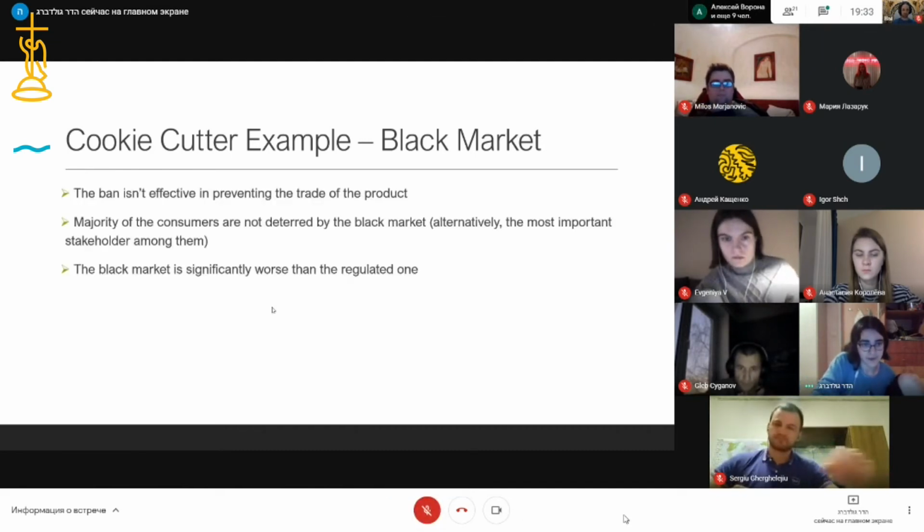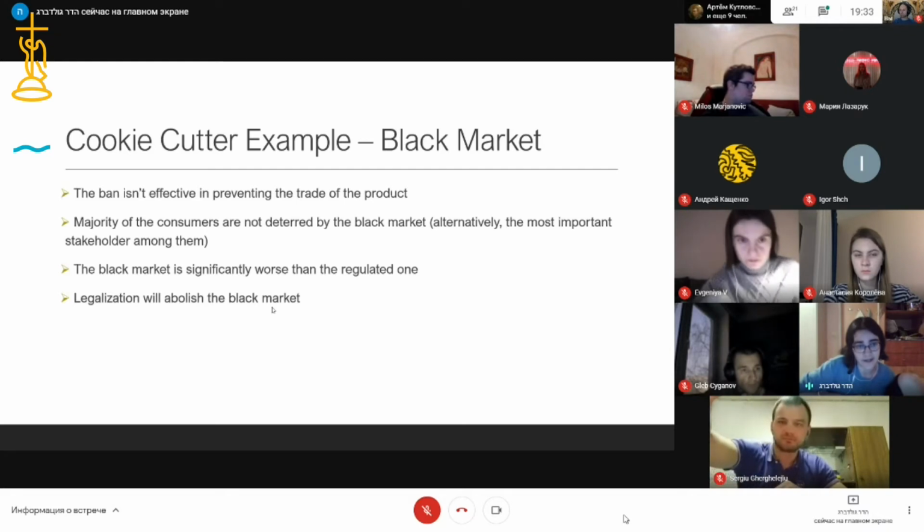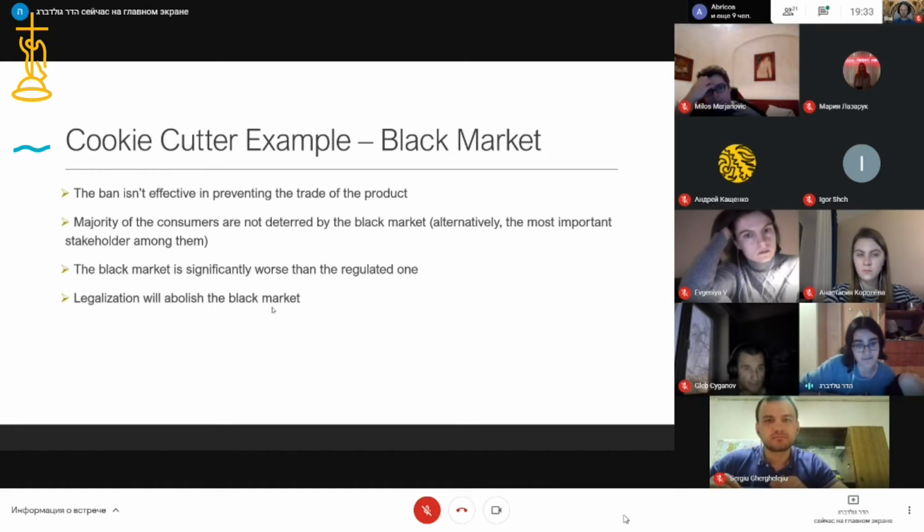So a recap. Four burdens which are going to be roughly applicable to every black market argument in any debate. A, the ban isn't effective in preventing the trade, or in other words, the black market exists. B, the majority of the consumers are not deterred by the black market and are going to continue using it. C, the black market is significantly worse than the regulated legal one. And lastly, legalization will solve the problem of the black market and abolish it, or at least mitigate it sufficiently.